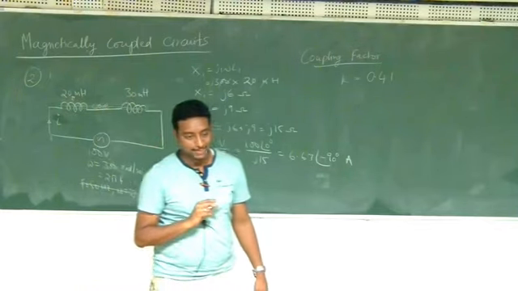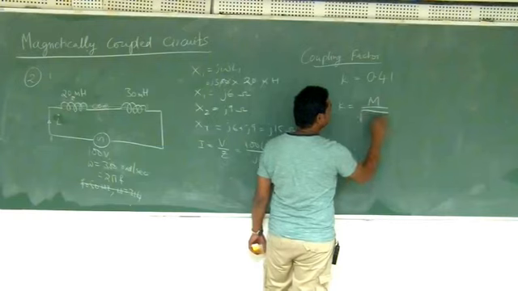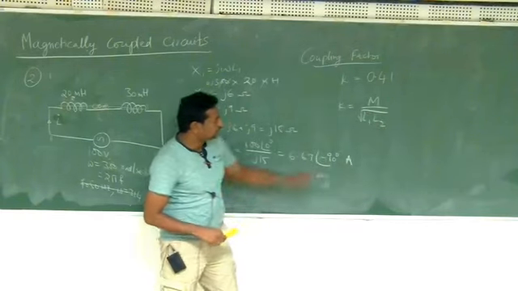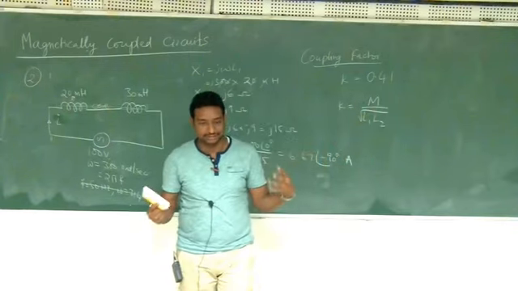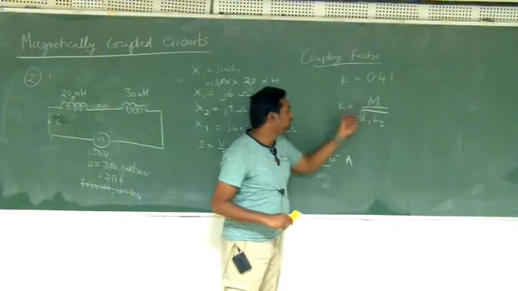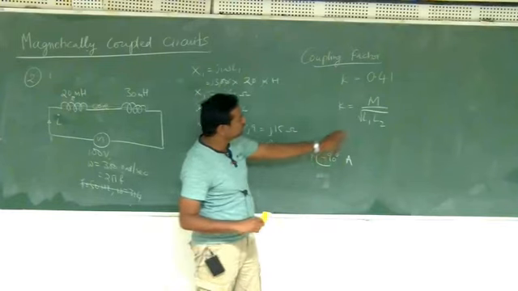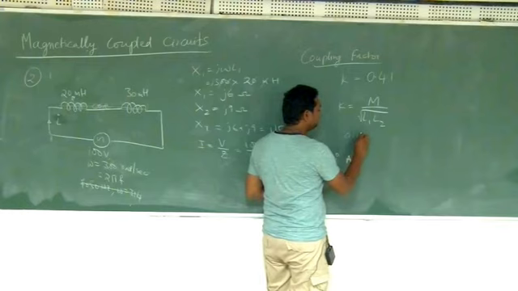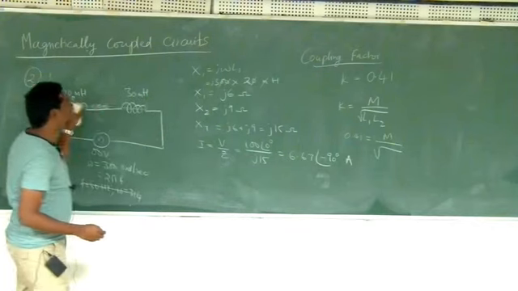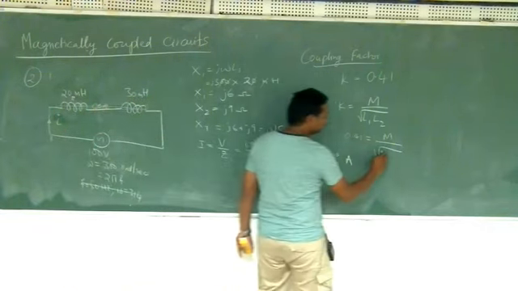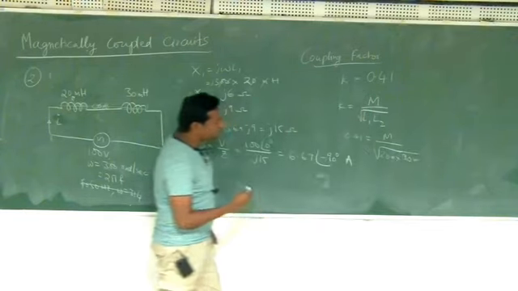So what is actually this K? K is nothing but the ratio of M by the square root of L1 and L2, if there are two inductors of individual inductances L1, L2, and M is the mutual inductance between them. If you take the ratio, you will know what K is. In this case, I can do a reverse calculation to find out what M is. So 0.41 equals M divided by the square root of 20 millihenry into 30 millihenry. Based on this, can you tell what M is?